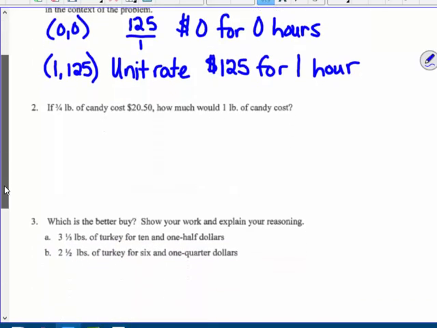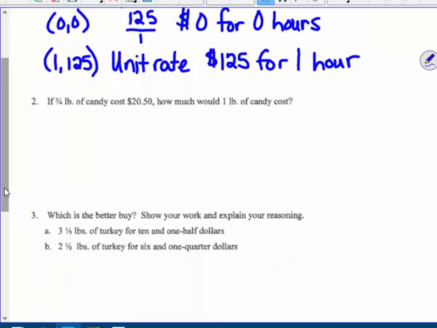Number 2, if 3/4 of a pound of candy costs $20.50, how much would 1 pound of candy cost? Well, I could do this a couple ways. 3/4 of a pound costs $20.50. So how much would 1 pound cost? So pounds over cost could equal pounds over cost. I could put a C or an x there.